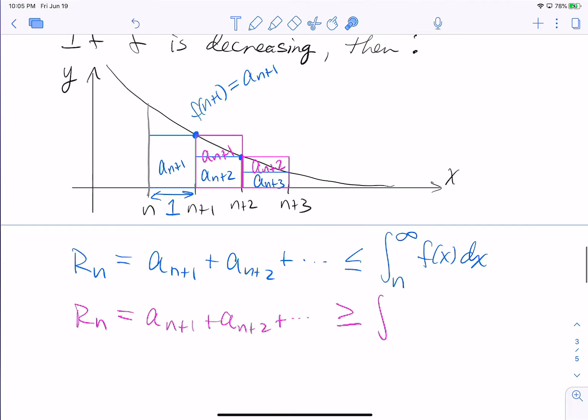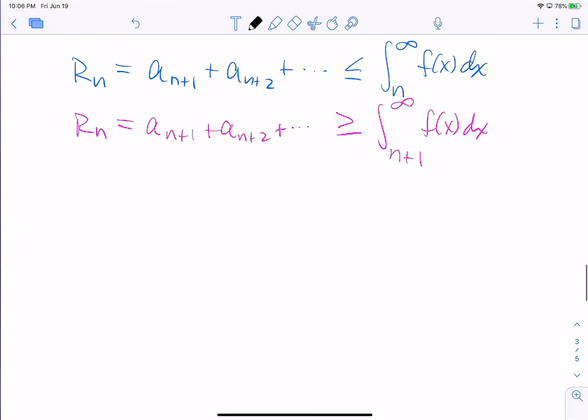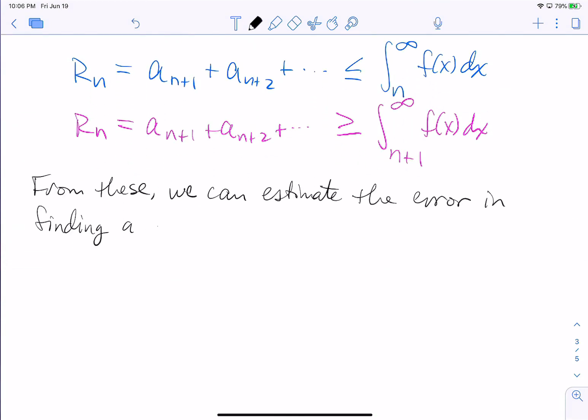Looking at the pink rectangles, we're starting that integral from n plus 1, right? That's the leftmost endpoint for that rectangle, that first pink one. And the sum of all the pink rectangles is bigger than the integral for the function, but starting at n plus 1. Therefore, r sub n is greater than or equal to the integral from n plus 1 to infinity of f of x dx. From these two inequalities, we can estimate the error in finding a partial sum.